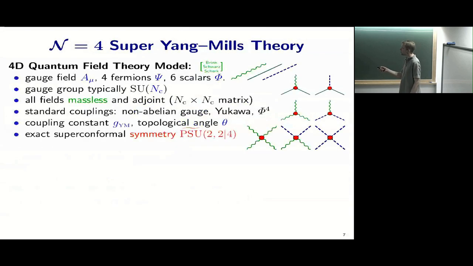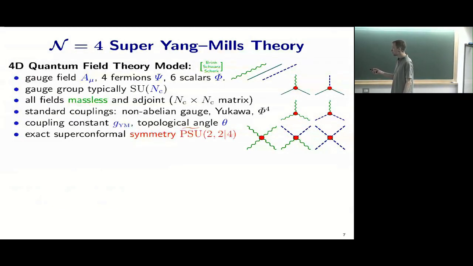On the other side of the duality, there is N=4 super Yang-Mills theory. This is a 4-dimensional quantum field theory model. It has a gauge field, it has 4 types of fermions, 6 types of scalars. The gauge group can be anything, but you would typically choose SU(N). And what's perhaps special about this gauge theory is that all fields, that is also the matter fields, are massless, and they are in the adjoint. So all the fields are N×N matrices. That's something you should keep in mind.